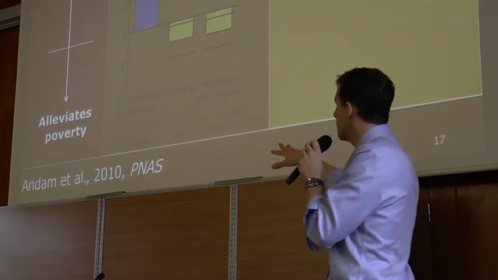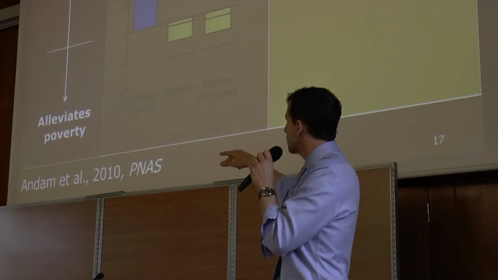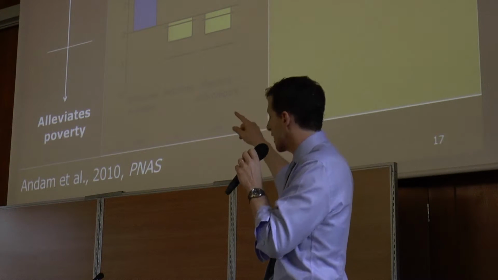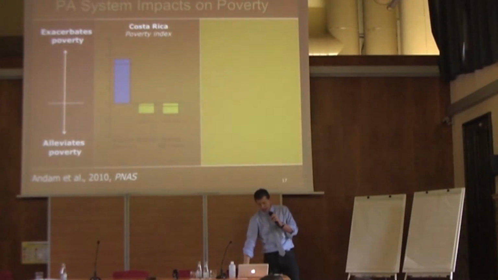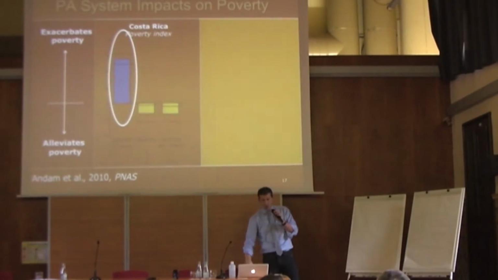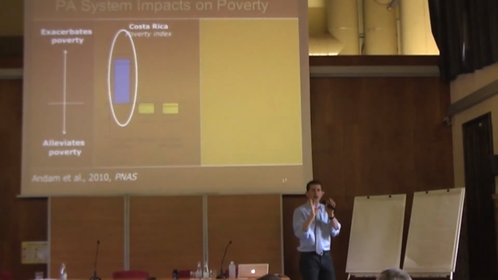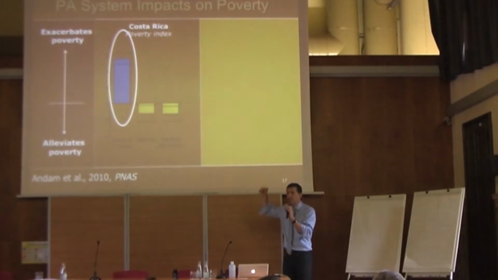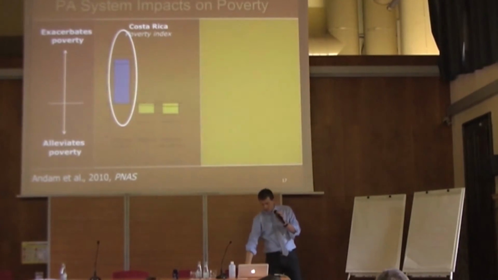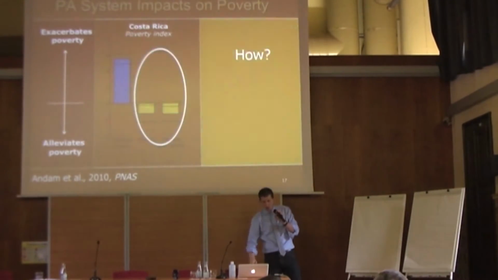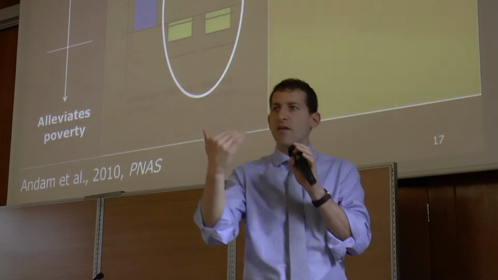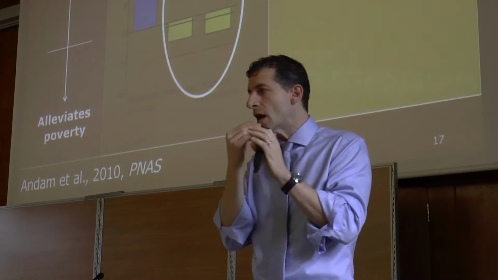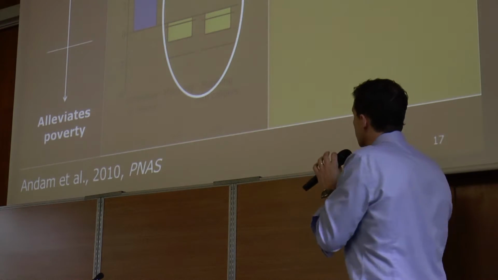This is from a paper in Proceedings of the National Academy of Sciences in 2010, where we looked at the effect of protected areas in Costa Rica and Thailand. I'm just going to look at the Costa Rica results on poverty. When you don't control for baseline poverty and a bunch of other confounders, it looks like protection is increasing poverty. It's going in that blue direction, going up. But once you control for confounders, it looks like poverty is being reduced in the areas by about a fifth of a standard deviation.